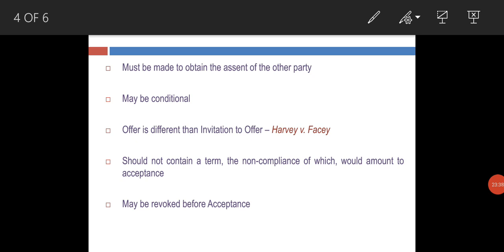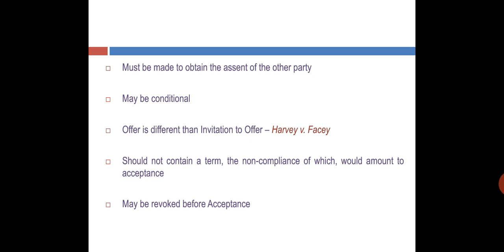In our next session we will go through the essentials of valid acceptance.